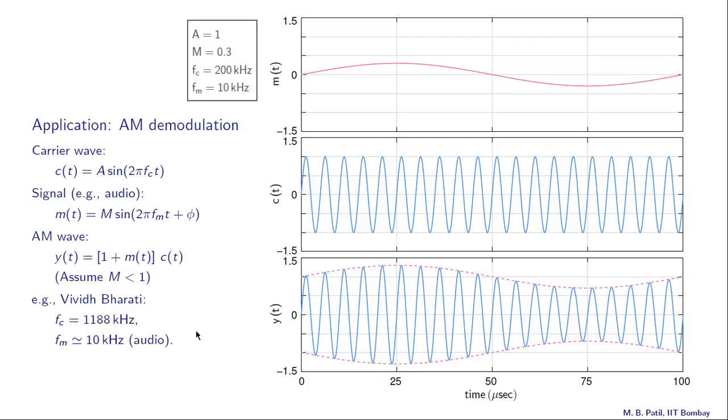For example, with the Vivid Bharati channel, the carrier frequency is 1188 kilohertz, and fm is the audio frequency, which can range say from a few hertz to like 12 or 15 kilohertz.